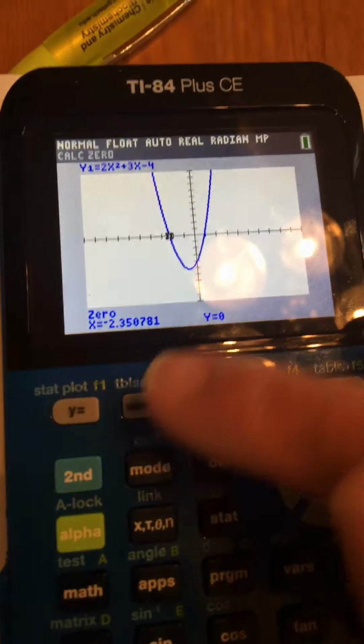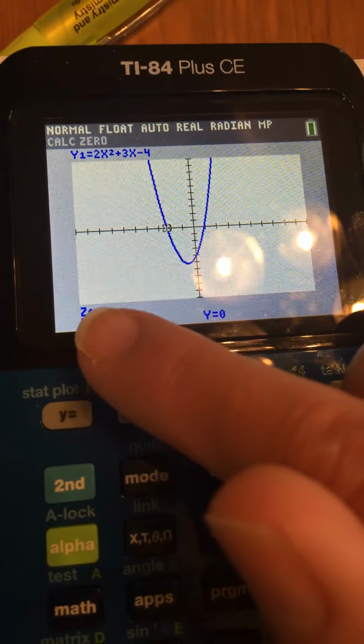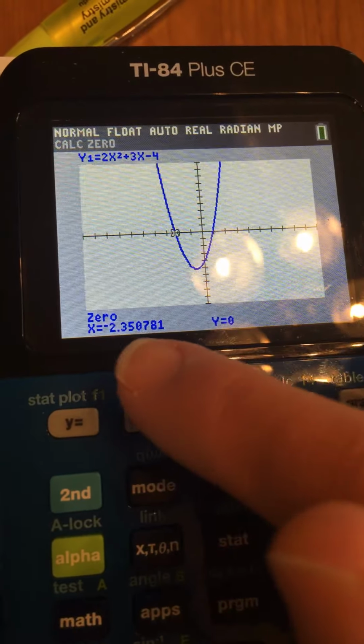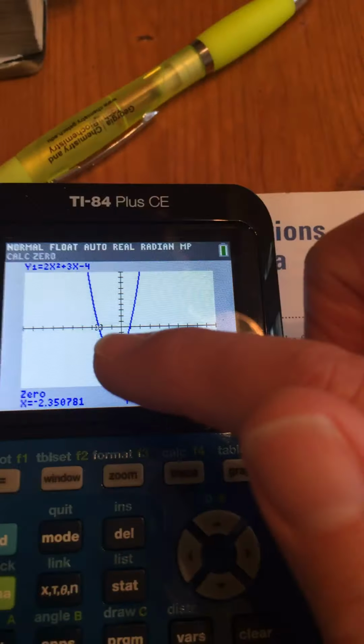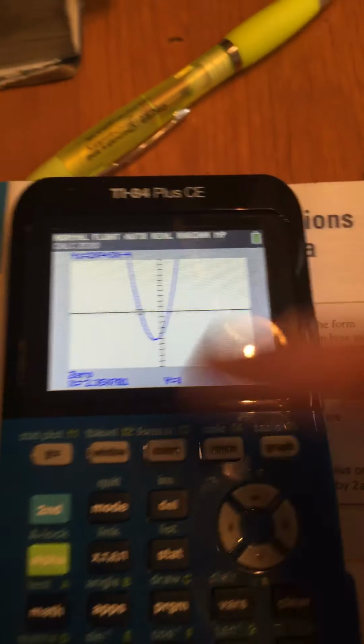So I say enter, and there it tells me what it is. The zero, or the answer where y equals 0, is this: x is negative 2.35. And there it is, negative 2.35. Now it has two answers, so I have to do this again.